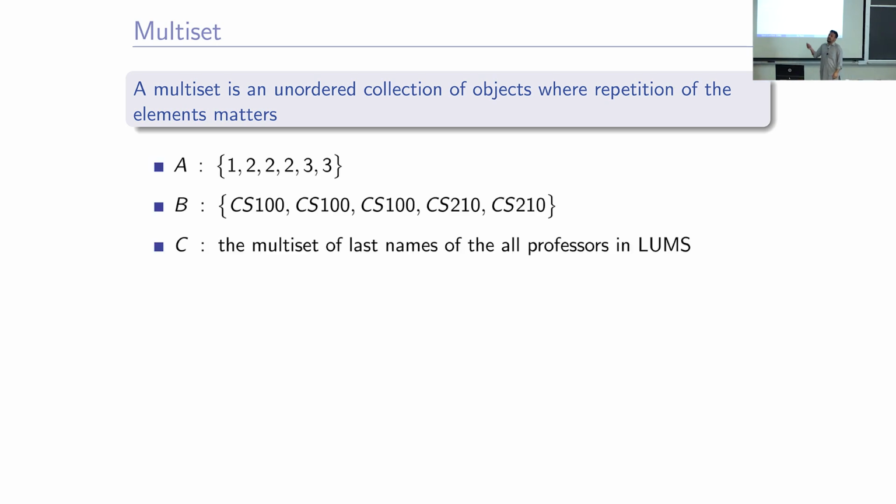Here is an example. In sets we said these things are not allowed. This is still the set 1, 2, 3, right? You can write 2 19 million times, still will be one object. And here if you write 1, 2, 2, 2, 3, now there are 3 2's in this multiset, right? Its multiplicity is allowed, repetitions matter now, okay? Here is CS100, CS100, CS100, CS210, CS210, the multiset of the last names of all professors in LUMSx, right? So there may be 19 million Khans. These are now different people, different objects. The repetitions are allowed now.